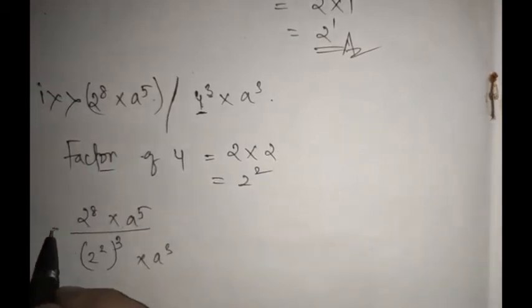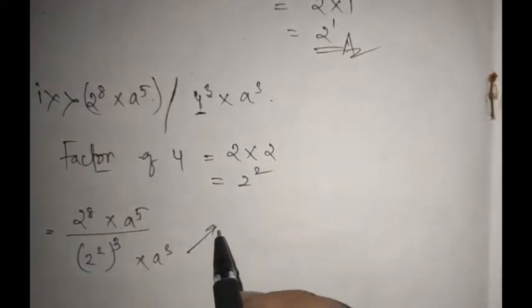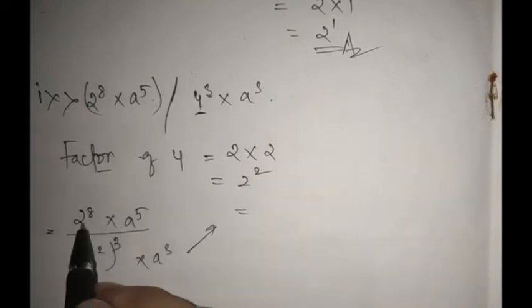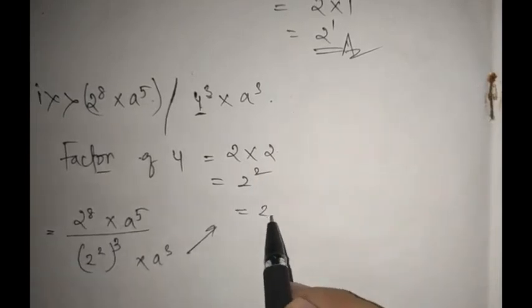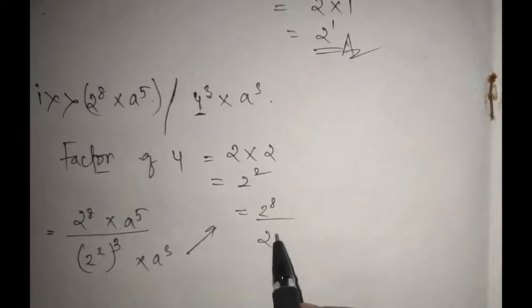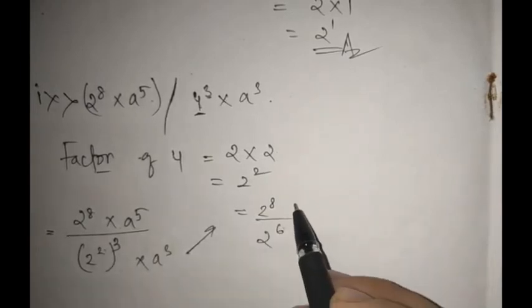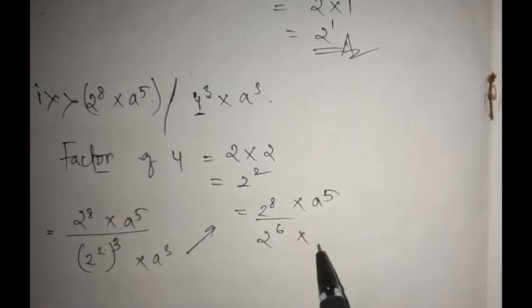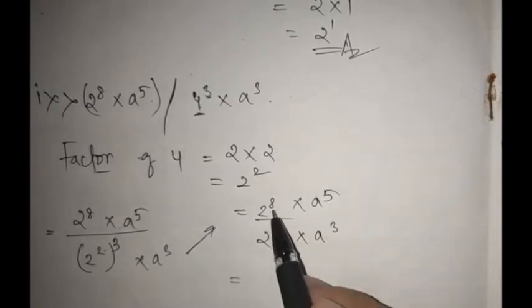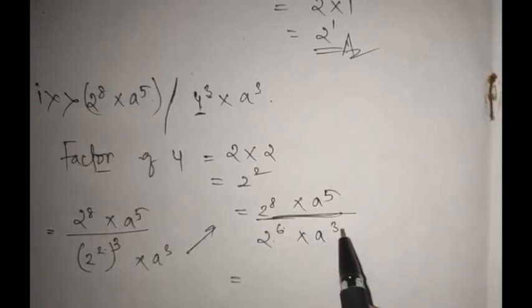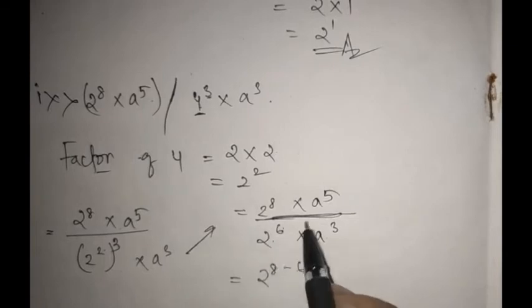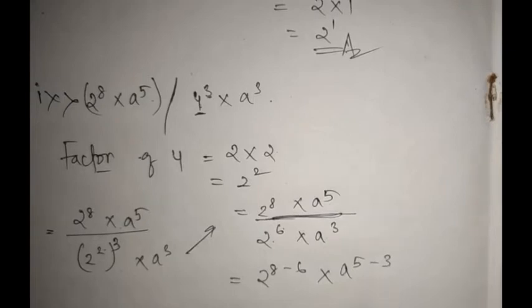Okay, biggest thing. Alright, so I'm continuing here. So 2 to the power 8 divided by 2 to the power 6, because 2 times 3 is 6, into a to the power 5 into a cube. Now you have the same base and a division sign is there in between. This is a division sign. Okay, so now 2 to the power 8 minus 6 I can write, and into a to the power 5 minus 3 I can write, isn't it?